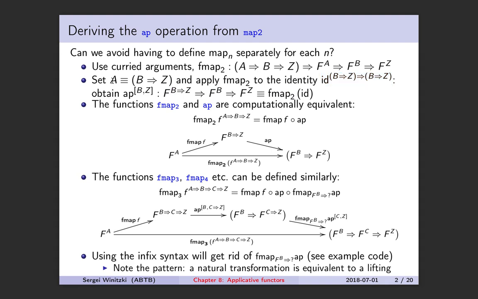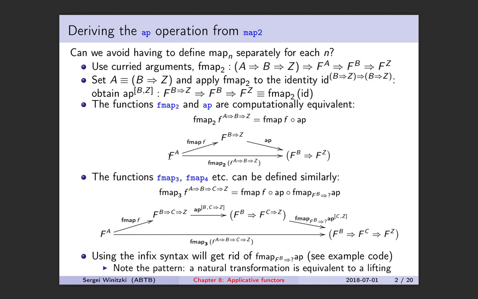Now, because we have defined the type parameter a through b and z, we have one fewer type parameter in app, only 2 type parameters in app, whereas in fmap2 we had 3 type parameters. So it is in this way that fmap2 is more complicated than app. So actually fmap2 and app are computationally equivalent. We can define fmap2 through app. We can define app through fmap2. And this diagram illustrates how that works.